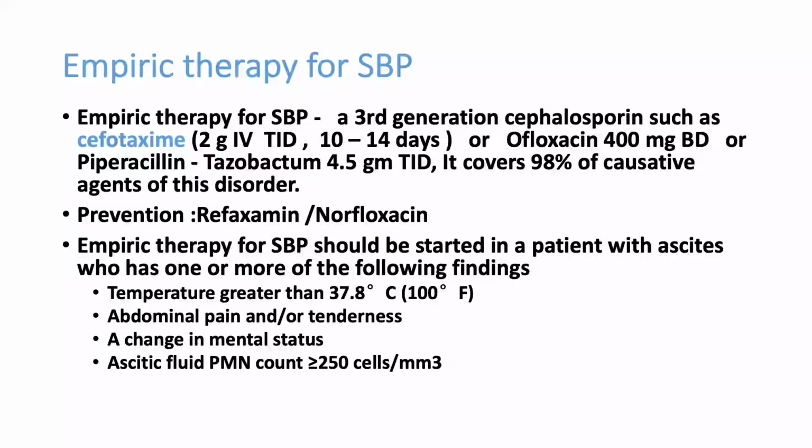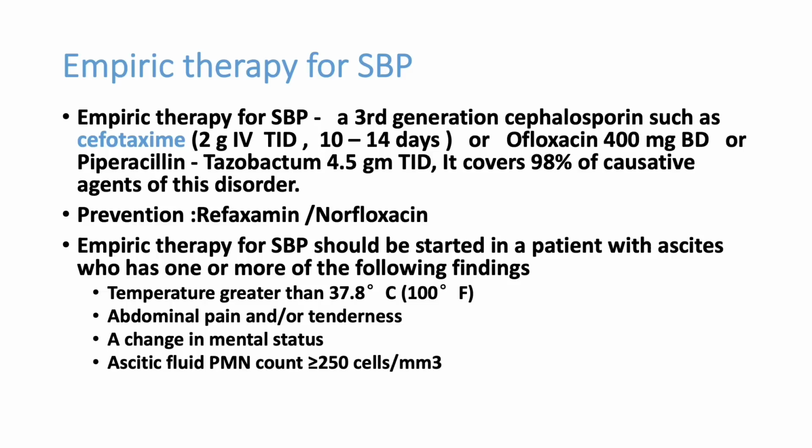But if the patient is admitted with SBP, high degree fever or abdominal pain, and on tapping the ascitic fluid we get suspicion of SBP, we have to add a third generation cephalosporin like ceftriaxone or cefotaxime. 2 gram IV TID is the dose of cefotaxime, ceftriaxone 2 gram IV BD, or if the patient is sick or with high grade sepsis, we can go for piperacillin tazobactam 4.5 gram TID. So these are the routine antibiotics we can use in SBP.